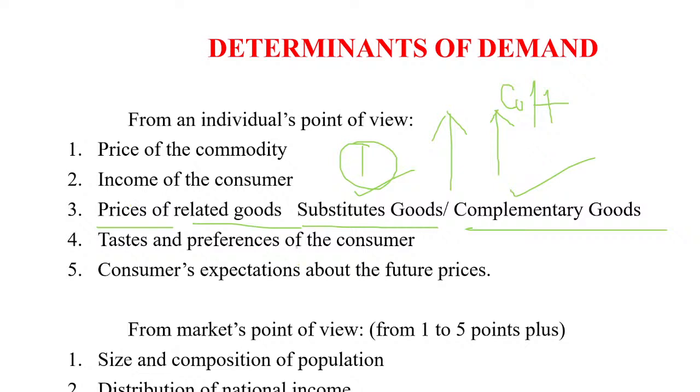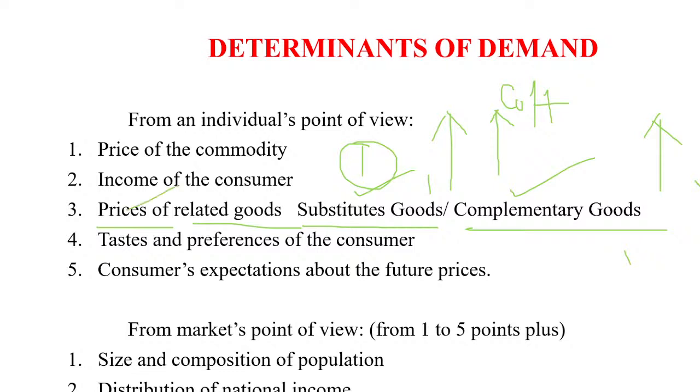But in the case of complementary goods, what would happen? If the price of, let's say, petrol is increasing, then what would happen to the demand of the vehicle? That would not increase, that would decrease, because both the goods are complementing each other, correct?